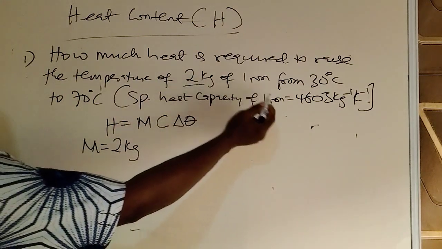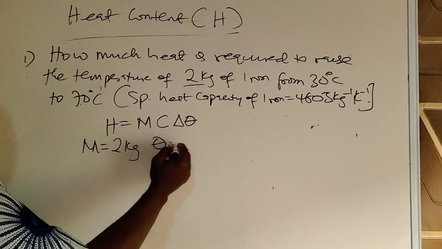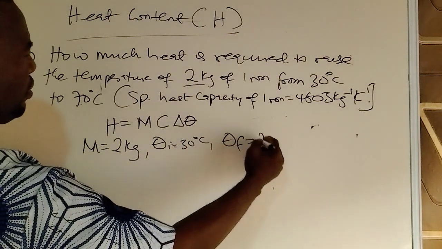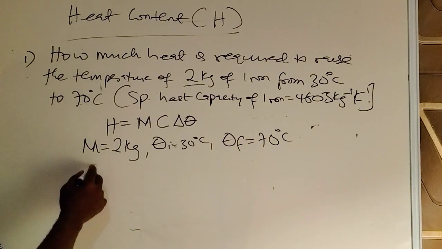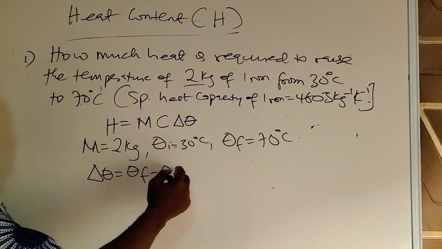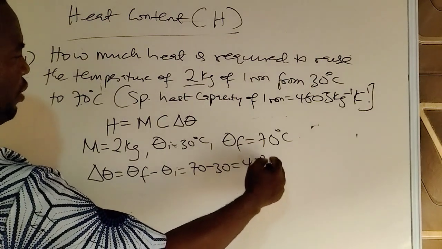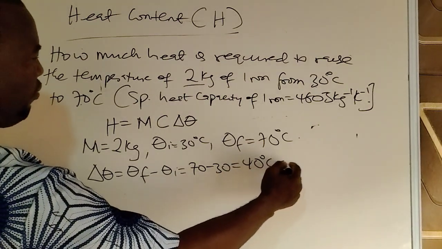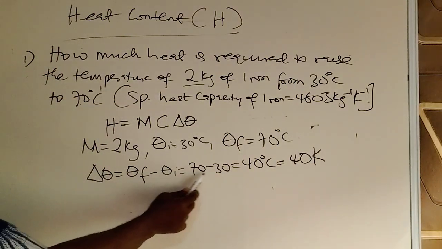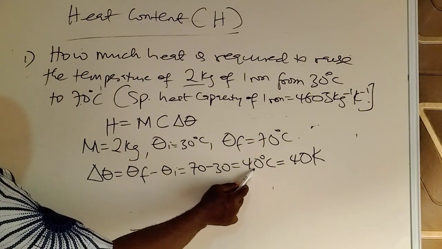Then we have the temperature. We have two temperatures, from 30 to 70. The initial temperature is 30 degrees, the final temperature is 70 degrees Celsius. So the difference in temperature will be the final minus initial, which is 70 minus 30, which is 40. Remember that the difference in Celsius is equal to the difference in Kelvin. I say again, the difference in temperature in degrees Celsius is equivalent to the difference in Kelvin. So don't go and start converting this to Kelvin.